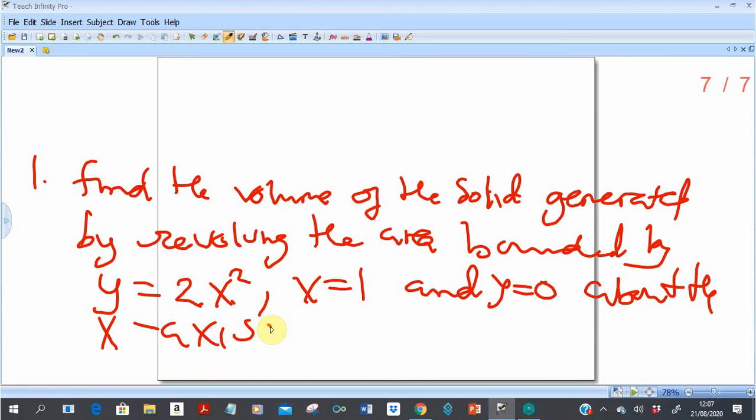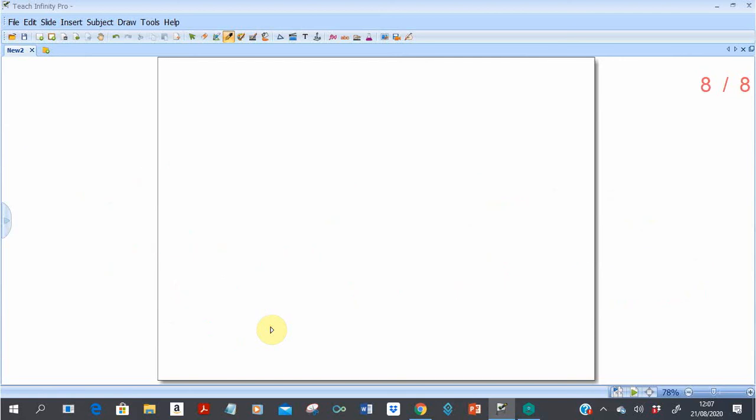Okay, so the line y is equals to 0 is just the x-axis. Okay, so let's see the solution. So this is given by, I guess just sketch the other side.